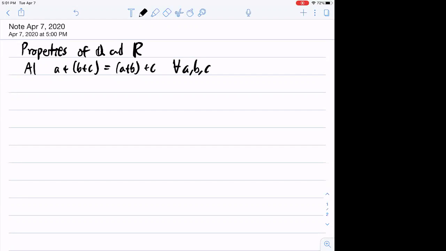So when I write ABC, I mean for all ABC in Q or R, just so I don't have to write it all the time. So obviously it satisfies the associativity property for addition. If you add B and C first and then you add A, it's the same as adding A and B first and then C.